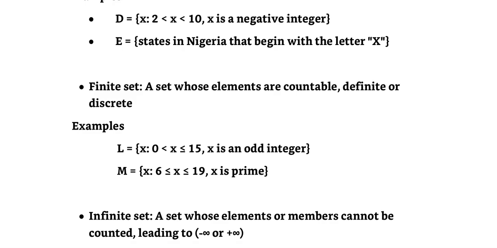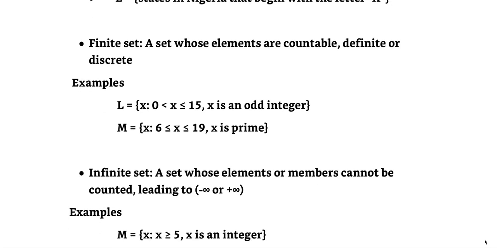But the opposite is what we have next, the infinite set, a set whose elements or members cannot be counted. The endpoints of such sets really lead to positive infinity or negative infinity. That means sets that don't have an end. We can't really count the members. The cardinality of such sets is undefined.